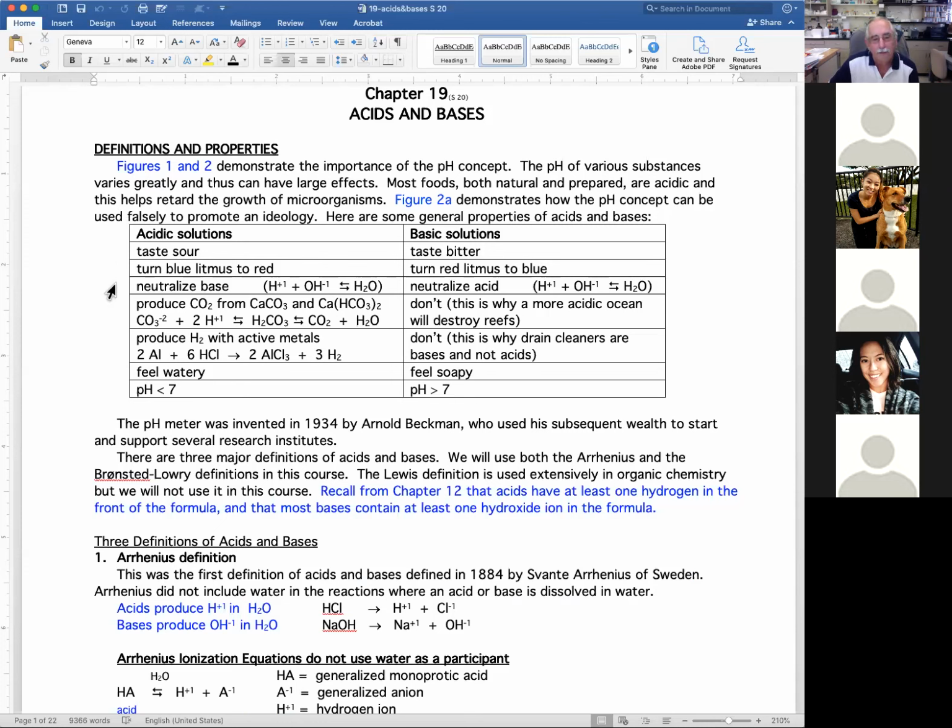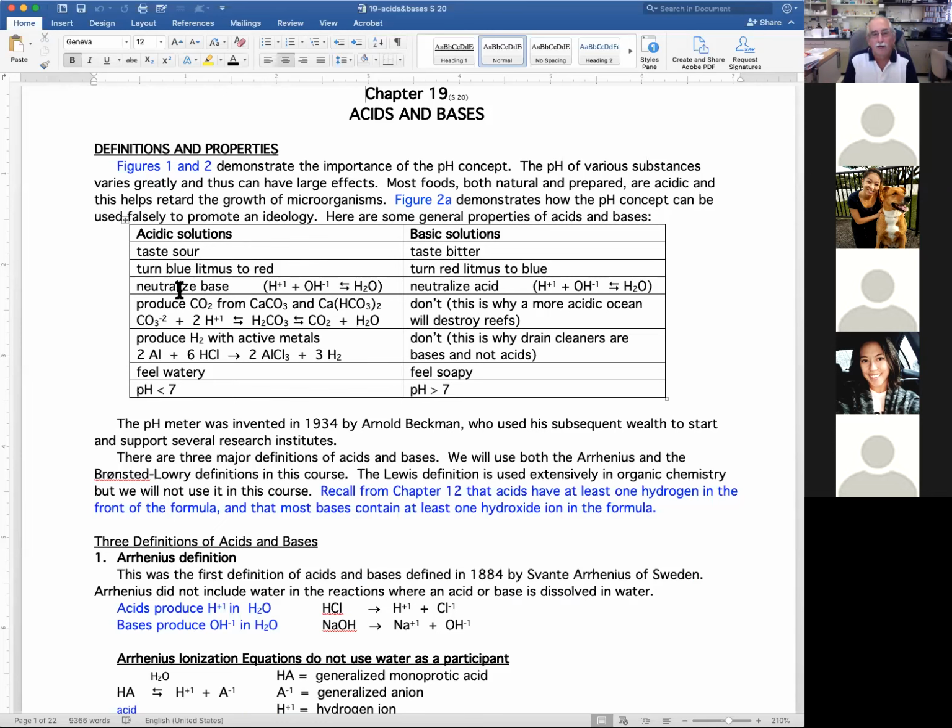So then they invented this dye called litmus. Litmus is a dye that you extract from a plant. If you put it into an acidic solution, it turns red. If you put it into a basic solution, it turns blue. So maybe you've heard about the litmus test, right?